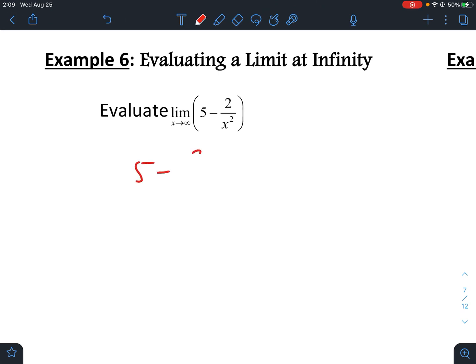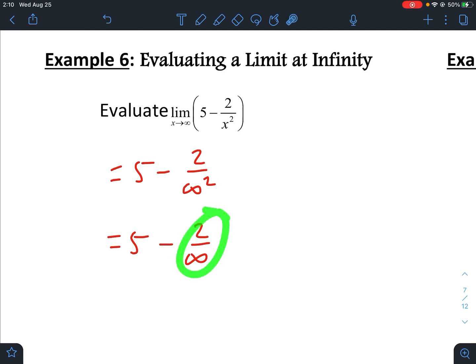And we can do that here by doing 5 minus 2 over infinity squared, which is the same thing as saying 5 minus 2 over infinity. Infinity squared is just infinity. But 2 over infinity is going to be so infinitely small, it's essentially 0. So it's 5 minus 0, which is 5. So that graph would have a horizontal asymptote as x goes to infinity of y equals 5.